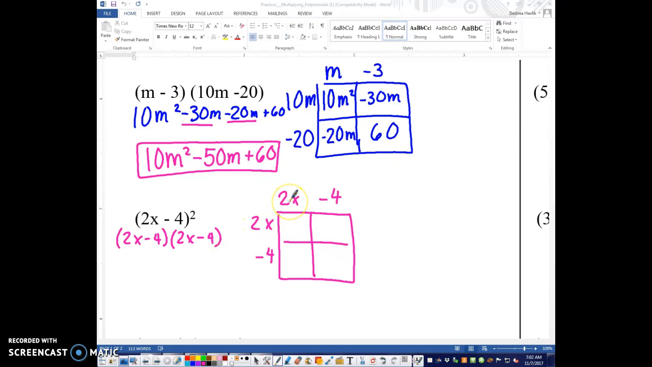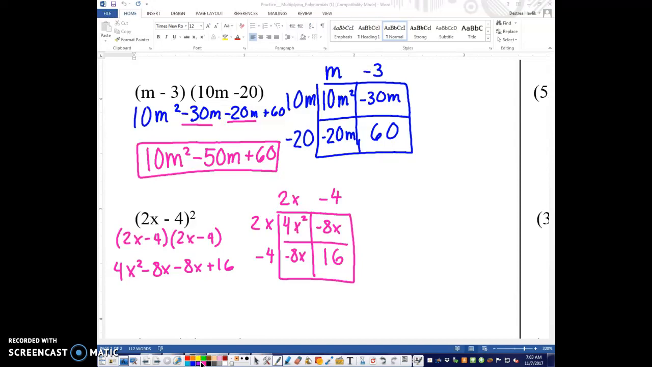So 2x times 2x gives you 4x squared. 2x times negative 4 will give you negative 8x. 2x times negative 4, we just figured that out, it's negative 8x. Negative 4 times negative 4 is positive 16. Okay, so we'll write that out. 4x squared minus 8x plus 16.